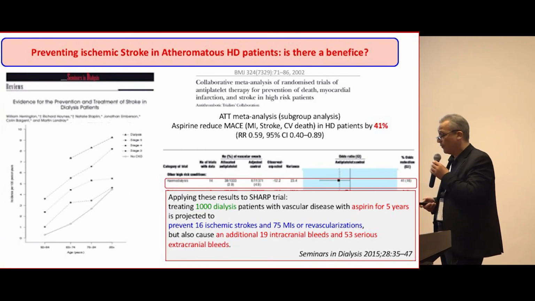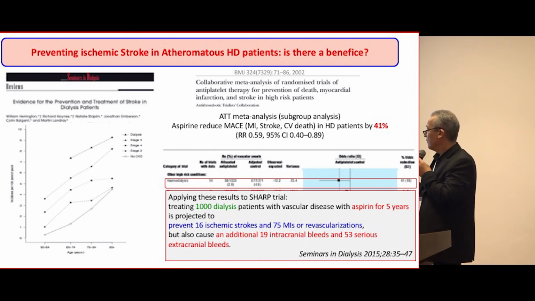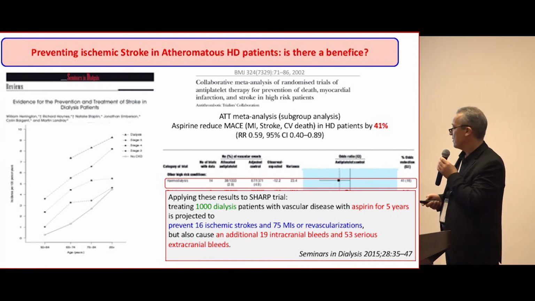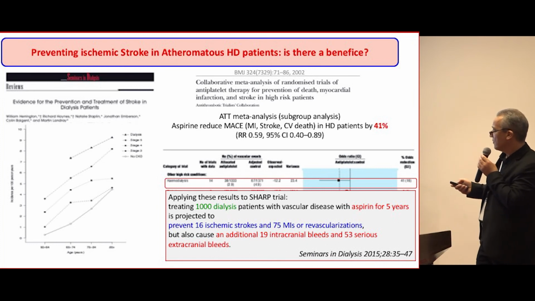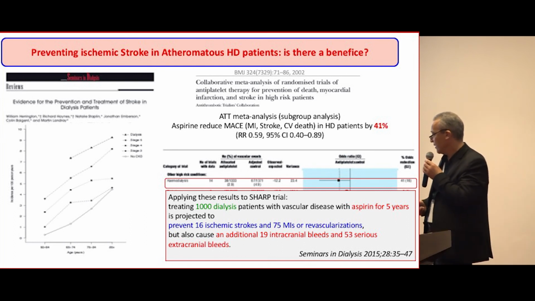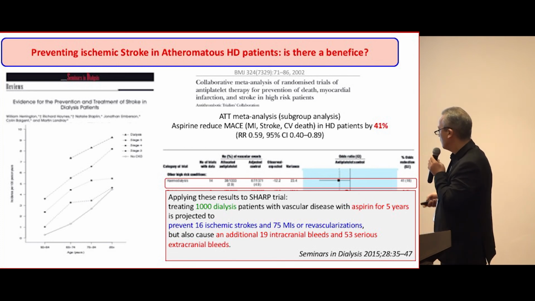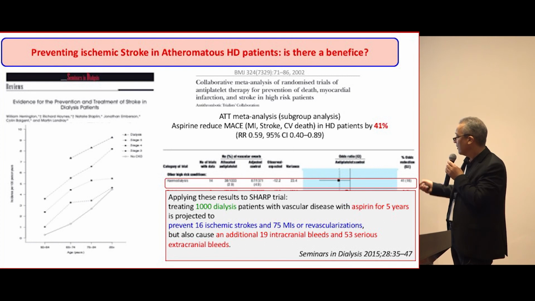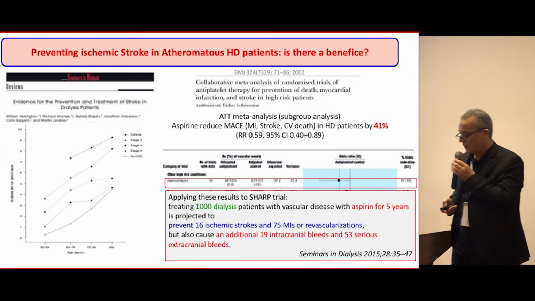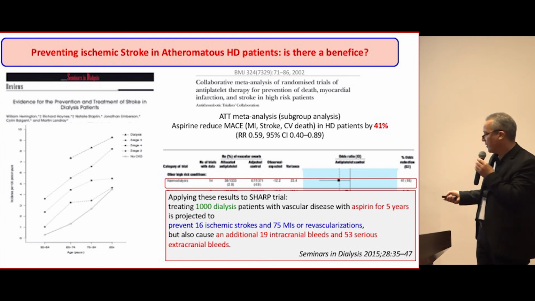And finally, do you think that the use of aspirin as an antiplatelet for our patients can prevent ischemic stroke? This study and this meta-analysis show us that it is very beneficial to prevent myocardial infarction and stroke. This is for stroke. For myocardial infarction, stroke, and cardiovascular death, the reduction is about 40%. However, this is balanced by the risk of bleeding.